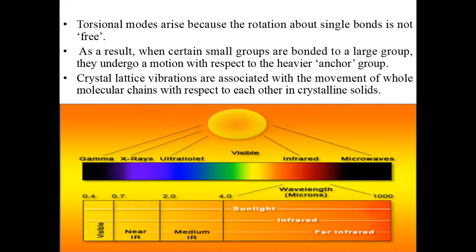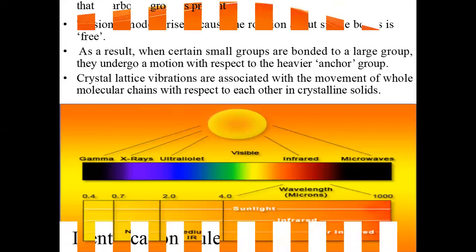In this diagram, we can see the different regions of the infrared region. 0.7 to 2.0 shows the near IR region, 2.0 to 4.0 shows the medium IR region, and 4.0 to 1000 is the far infrared region, and the wavelength is in the form of microns.